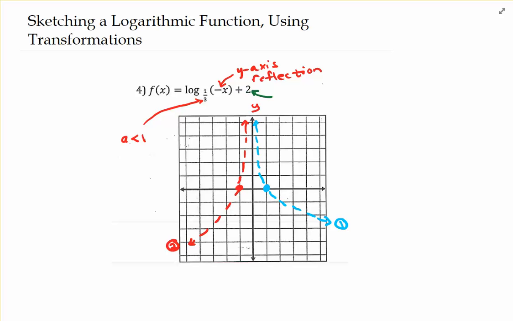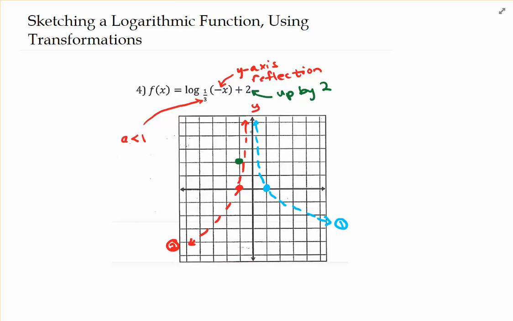As with any trailing numbers with the function, that's a vertical shift, and because this is a plus 2, we're going to be moving our graph up by 2. So remember, your next transformation is based on your most recent one. So what we'll do is take our red graph, or y-axis reflected graph, and move this up by 2 units. To start out, let's use the new location of the original x-intercept. That's going to move up by 2 units. So move that up by 2. It's going to be right there now.